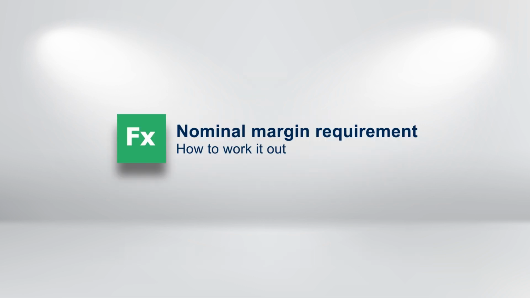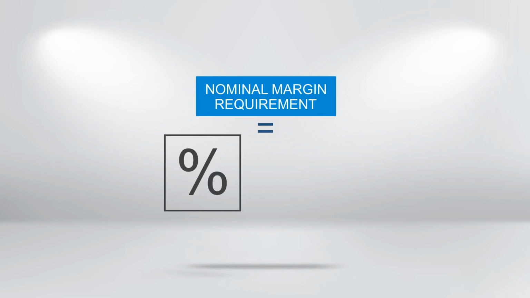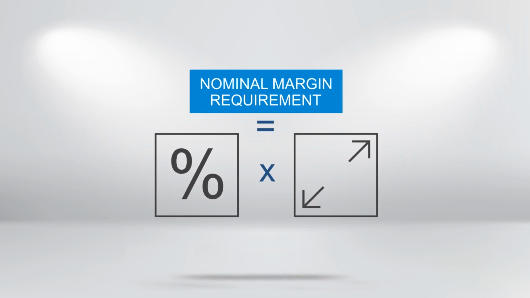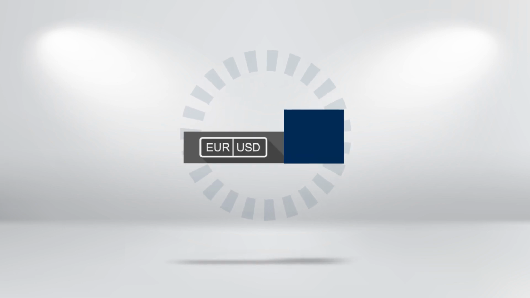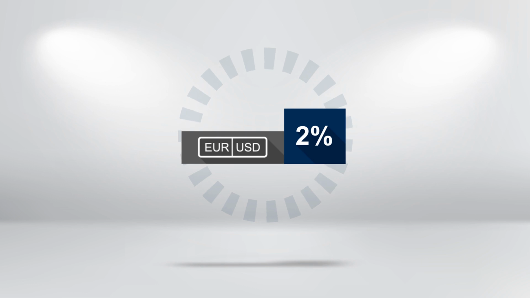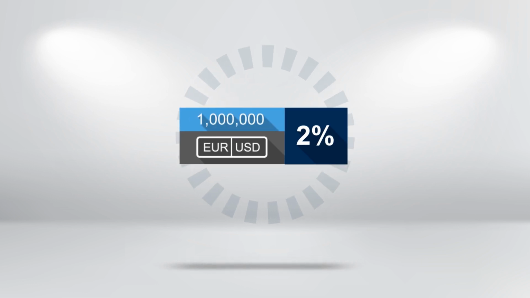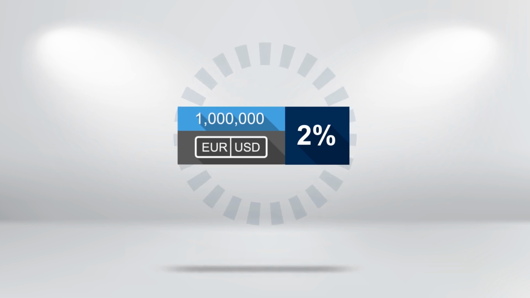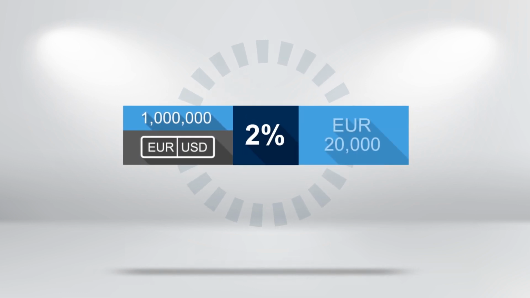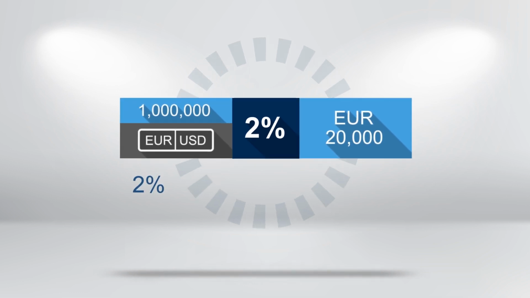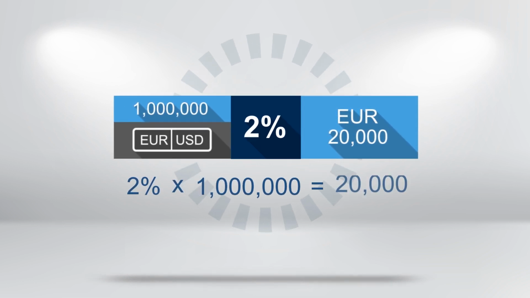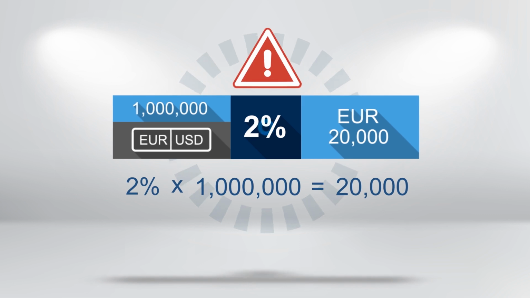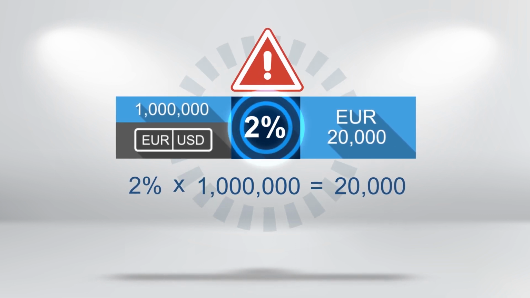Let's take a look at how we calculate the nominal margin requirement. Nominal margin requirement equals the currency-specific margin requirement times the nominal size of trade. Here's an example. If the margin requirement for euro-dollar is 2%, and a trader wishes to open a €1 million position on the account, the minimum required amount on the account would be €20,000, because a 2% margin requirement times €1 million is €20,000.